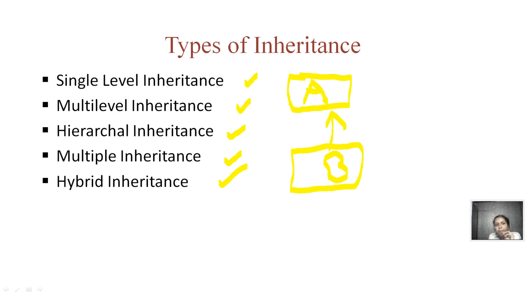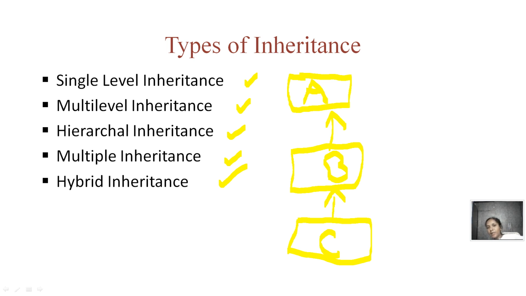Another type of inheritance is multi-level inheritance. What is multi-level inheritance? The B class above acquires the properties from the A class. Suppose there is one more class called C, which in turn acquires the properties from the B class. It will be a hierarchy called multi-level inheritance.